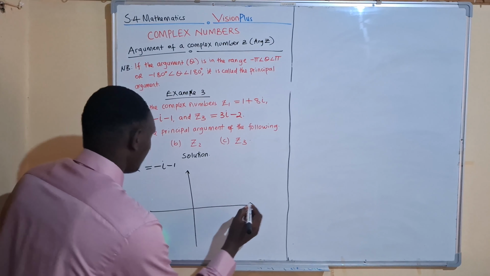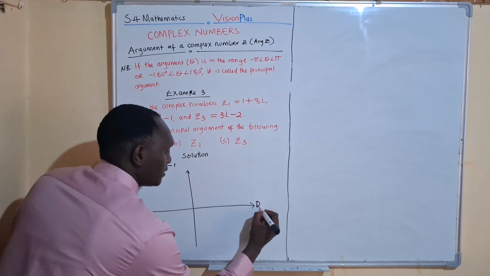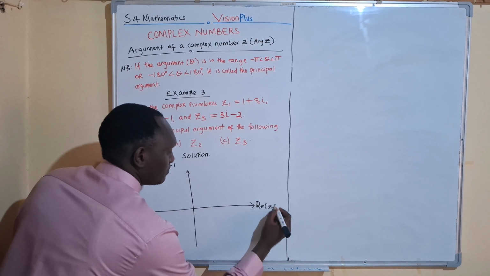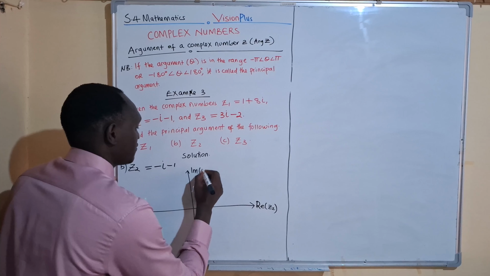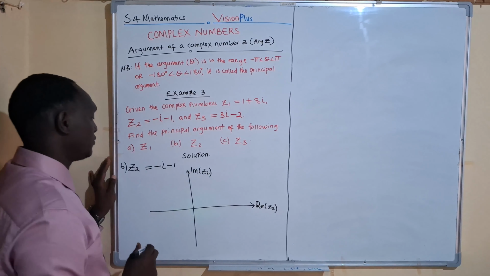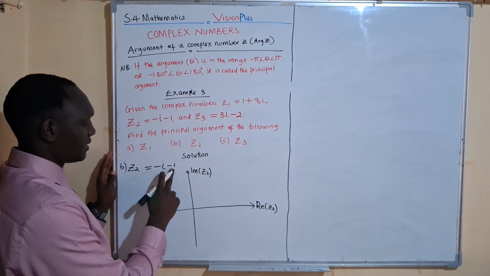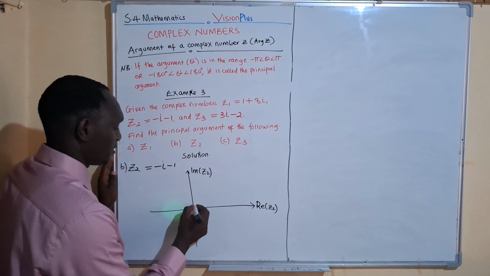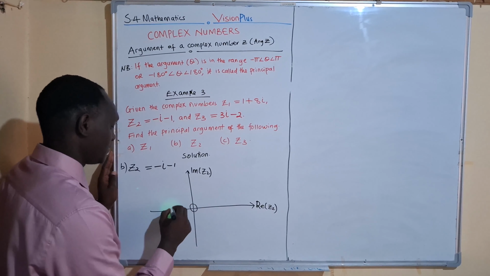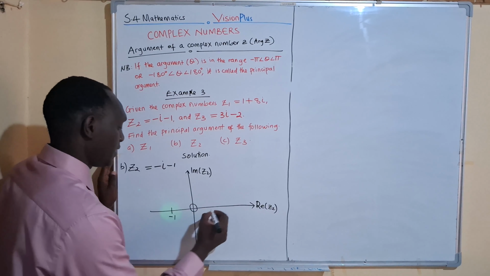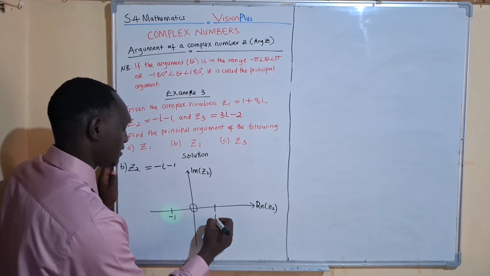By now you know how to draw. This is the real axis of Z2. This is the imaginary axis of Z2. The real part here is negative 1. So this is the origin. Negative 1, let me say it is somewhere here. That means the corresponding positive 1 is there.